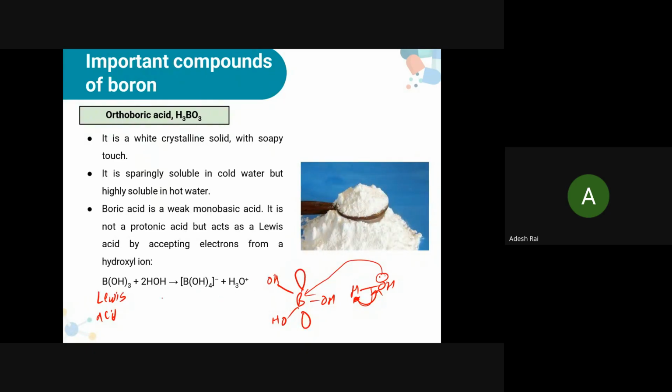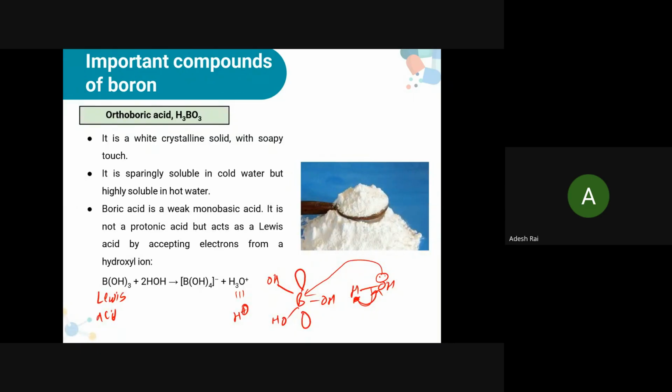Acha, where did H3O plus come from? Because we have taken two H2O, no? So H plus and hydronium ion are equivalent. They are the same only. Hydronium ion and H plus ions are the same. Is that clear? Okay. So these are some introductory points that you have to remember about boric acid.